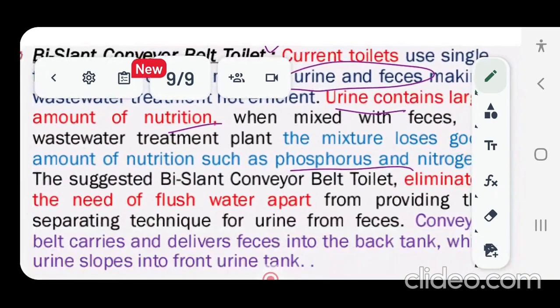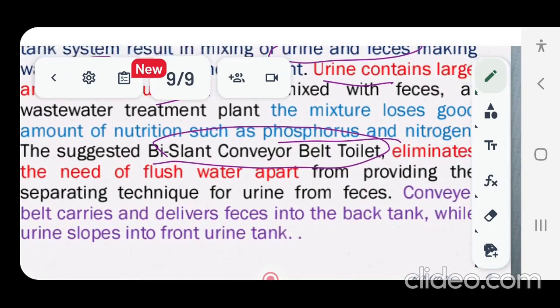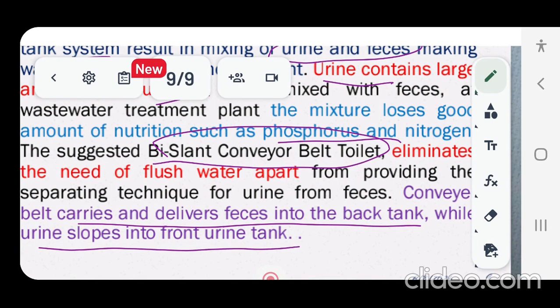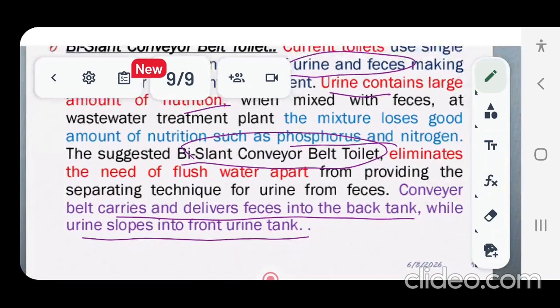This can be done by using a bi-slant conveyor belt toilet, which has two tanks, and there is a belt mechanism which carries and delivers feces to the back tank, and the urine slopes into the front urine tank. Apart from this, we may also have separate designs. By following all these innovative practices, we will be able to have a sustainable and smart sanitation system. With this, we will close the session.